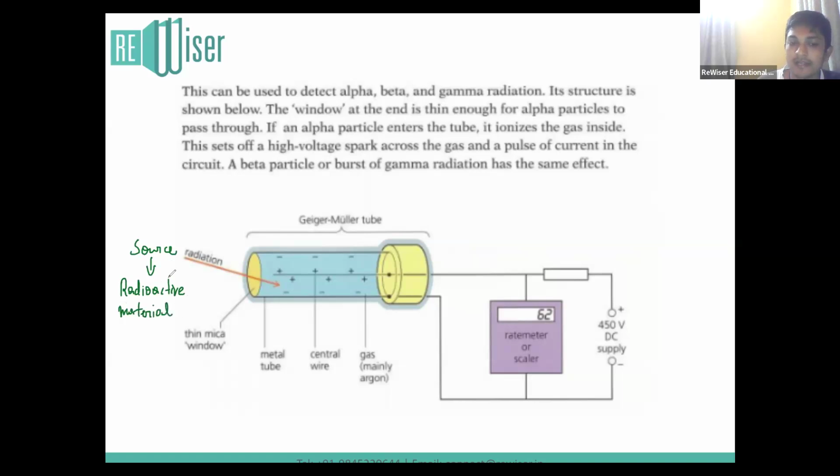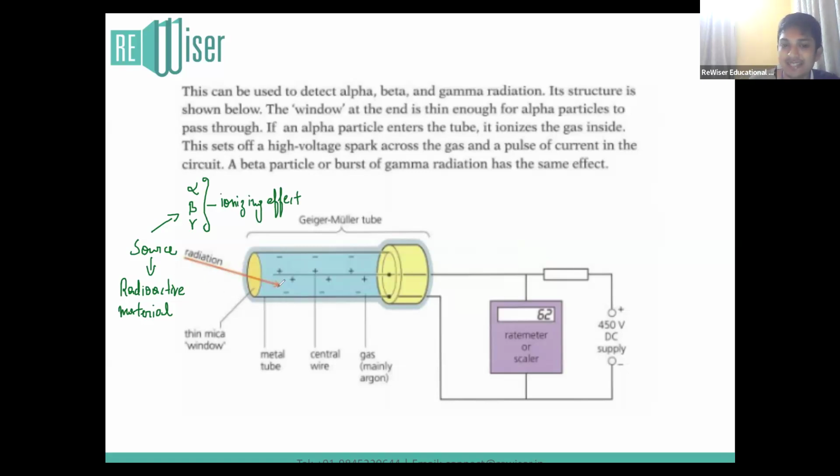Remember, the radioactive material is capable of undergoing radioactive decay. It produces 3 types of emissions: alpha, beta, and gamma. We've discussed that all 3 have some sort of ionizing effect. Alpha has the highest, beta has a moderate amount of ionizing effect, and gamma has the lowest. Yes, true. But they all do have an ionizing effect.